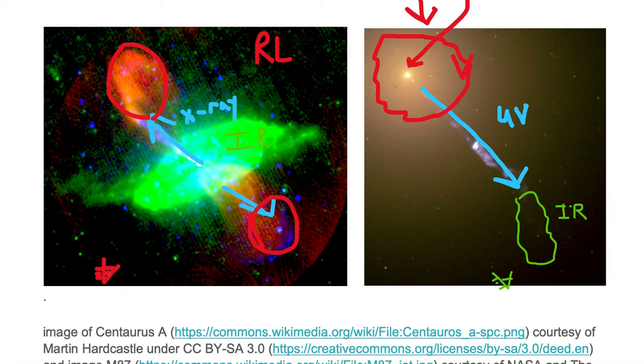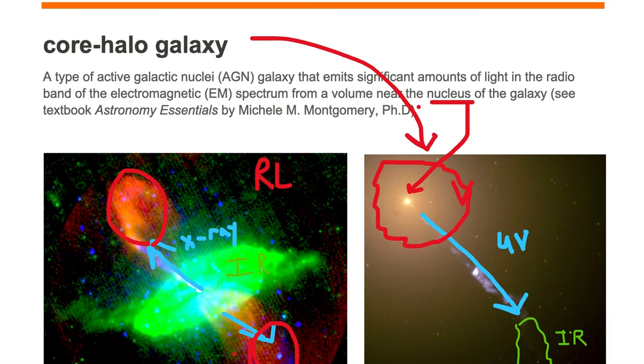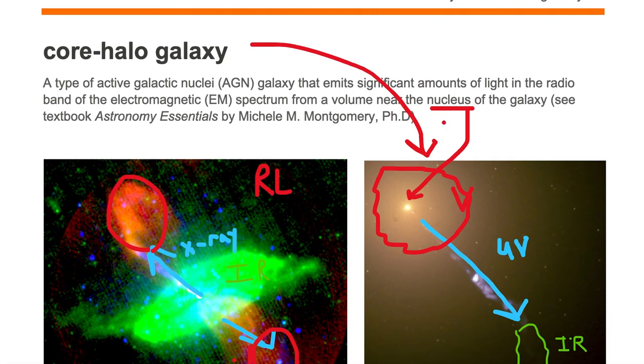From our orientation, we're looking perpendicular to the jets and to the radio lobes, so we don't see a radio emission around the nucleus of the galaxy. Hence, we call this a radio lobe galaxy. But if we see from our point of view much emission that appears to be coming from around the core or the nucleus of the galaxy, we would call this a core halo galaxy.